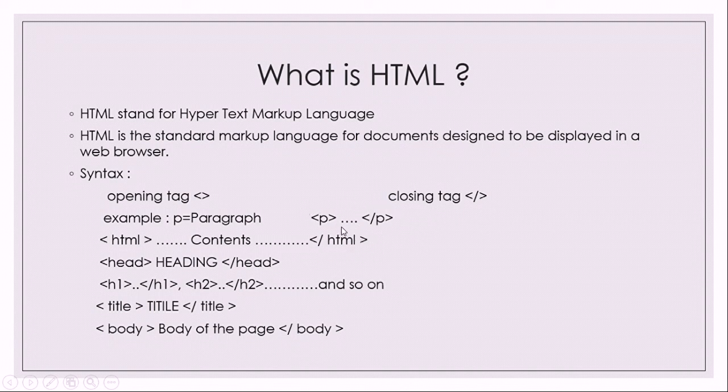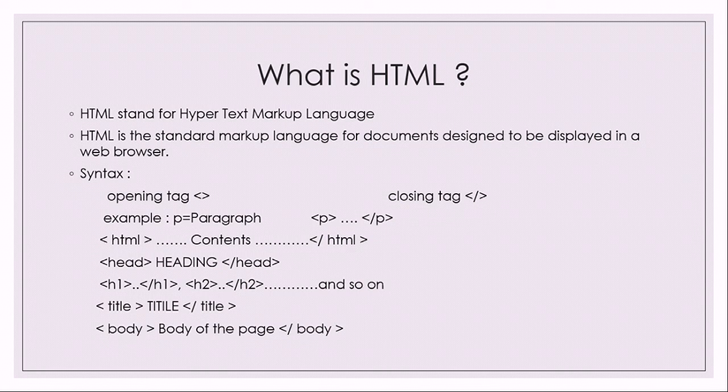If you are writing three paragraphs, you will write one paragraph using one p tag, and the second using a second p tag. One more important thing: all the HTML code you write should be inside an HTML tag. The HTML tag is very important for writing HTML code. You can see some examples here: head tag, h1 tag, title tag, body tag. I will show you an example of making a web page using this syntax.